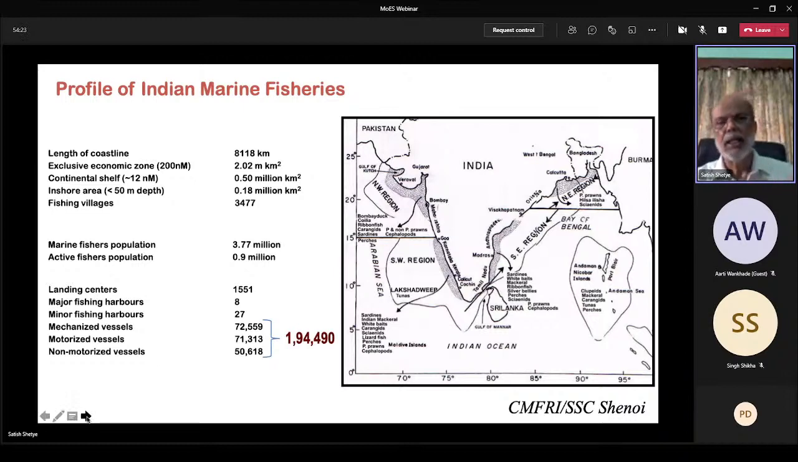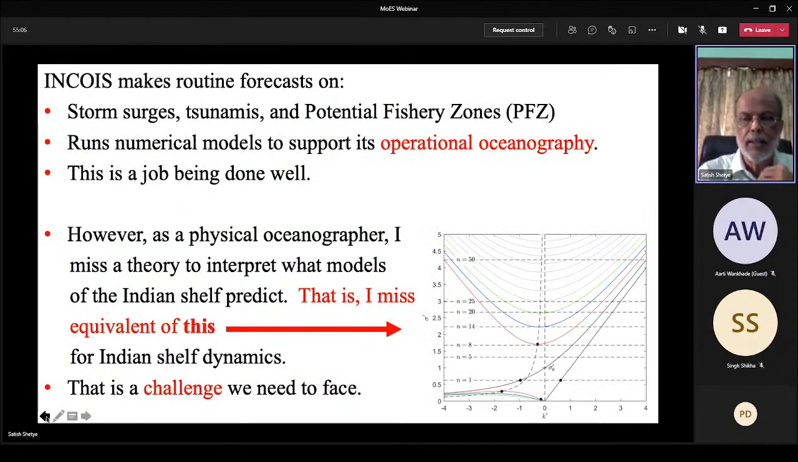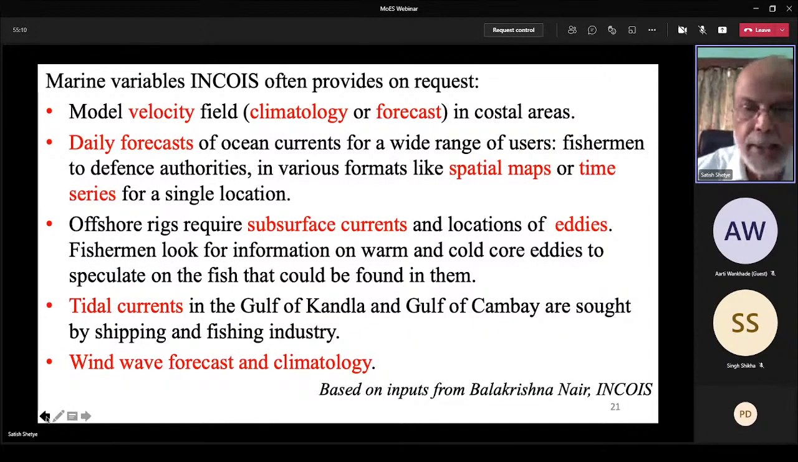Now, if INCOIS, which is our operational oceanography center in the country, is asked for help, what kind of information do people seek? Balkish Nair gave me this input, and this is a summary of it. They look for velocity, both climatology as well as forecast. They look for daily forecast of ocean currents, and there is a wide range of users for it, fishermen, defense authorities, others. There are subsurface currents which are sometimes required.